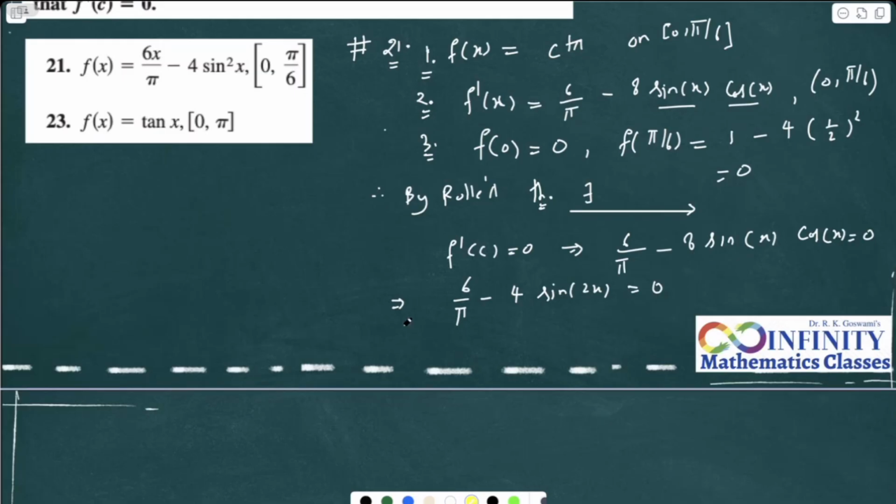It could be 2 pi or 0. Wait, sorry, that is not the way of solving the question. Give me a second, please. Pi over 4.